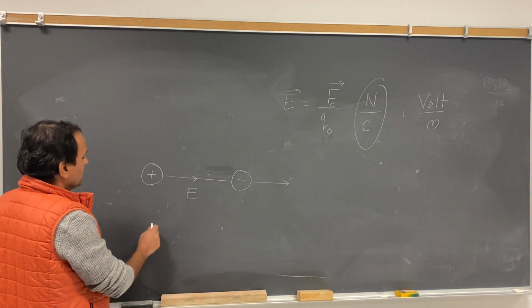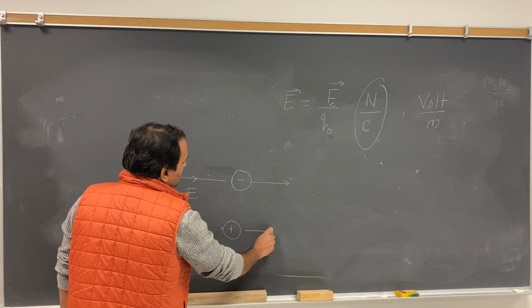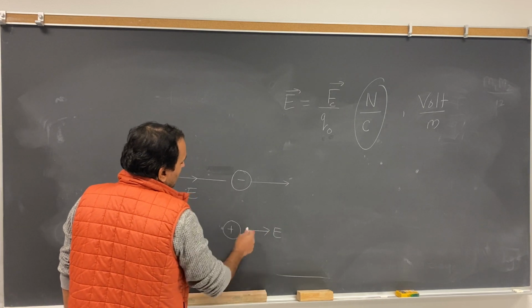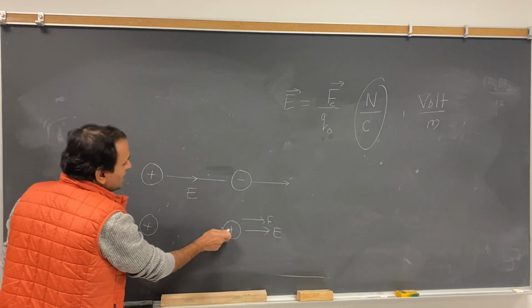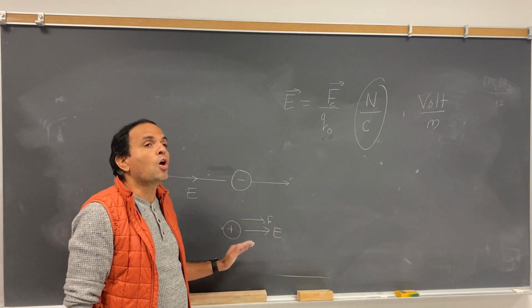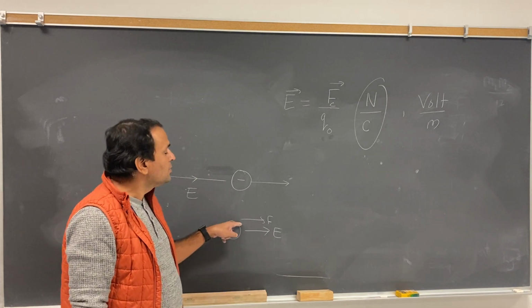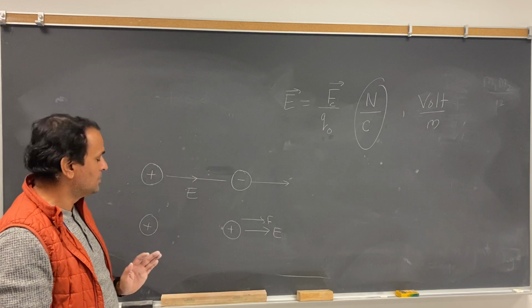For example, if you have a plus charge here and a plus charge there, in this case the electric field is in this direction, and the force is also in the same direction, because this charge and this charge repel. So in this case the direction of electric field is away from the positive charge, and the force is also away from the charge. So it's the same direction, but in this case it is different.